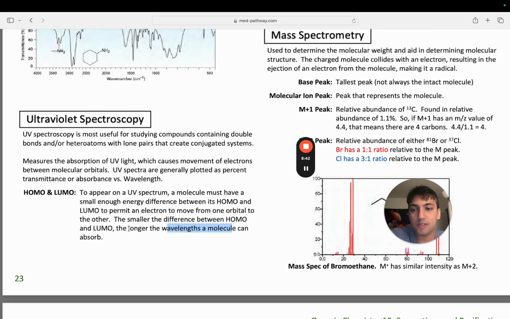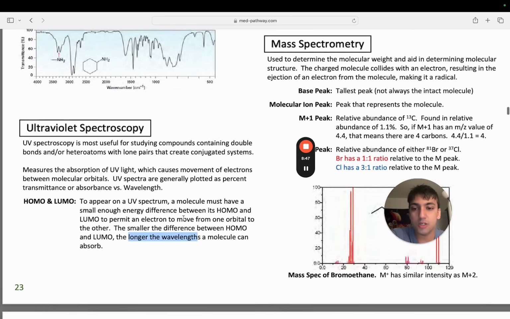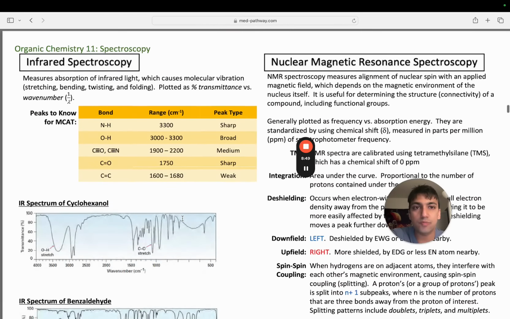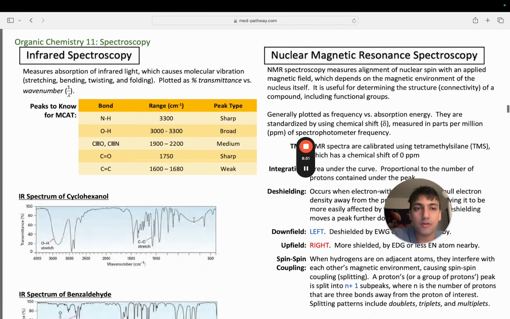Why does that make sense? Because the longer the wavelength, the smaller the energy. So that should make sense based on our discussion in general chemistry. And so that's why that's true. Now we have nuclear magnetic resonance spectroscopy.